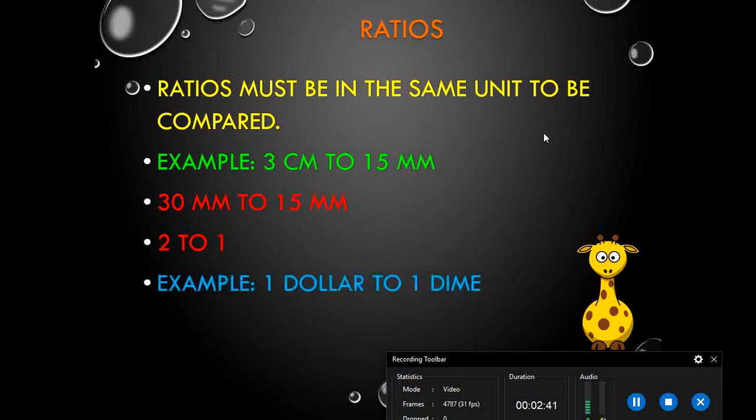In our next example, we're comparing $1 to 1 dime. Again, these are not in the same unit of measure. Think about how many dimes would be present in a dollar. I know that there's 10 dimes in a dollar. So now that they're in the same unit of measure, I can reduce this ratio to lowest terms, and it's still 10 to 1.